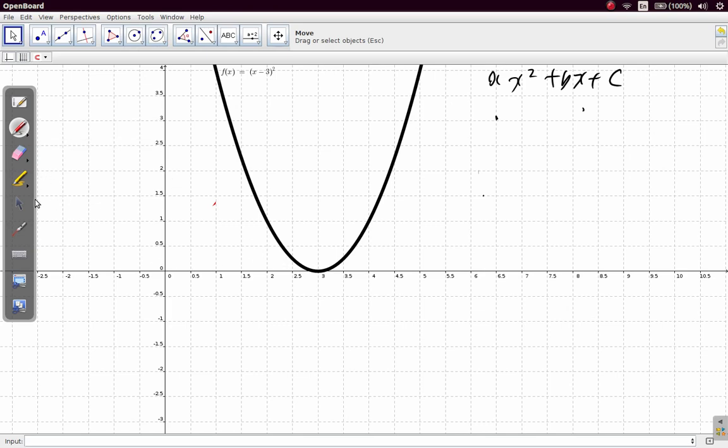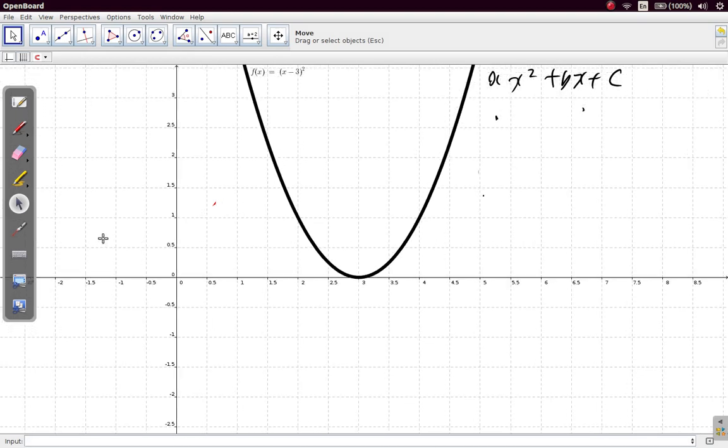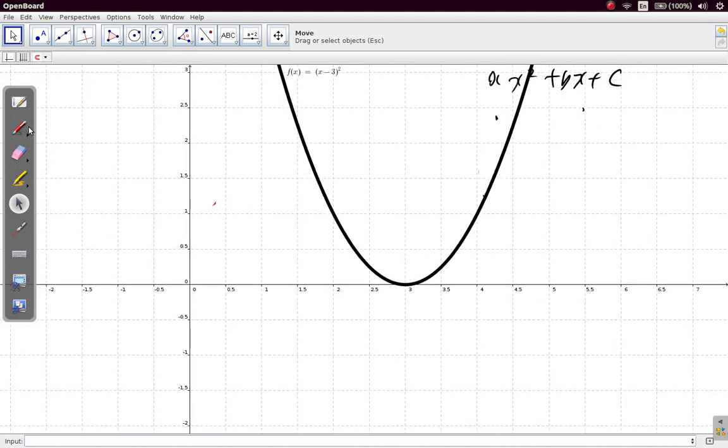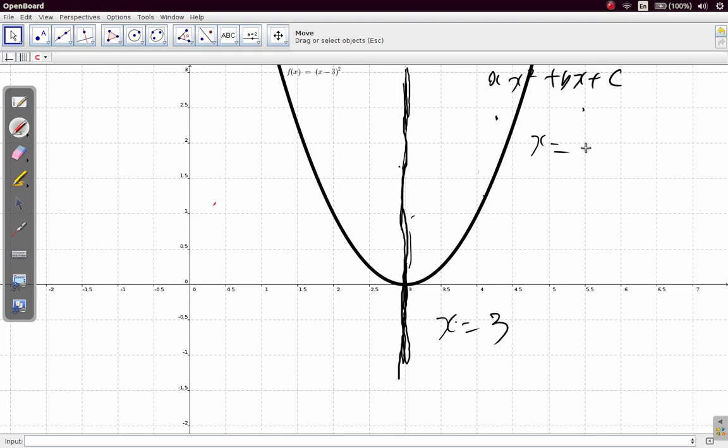Let's zoom in a bit. Now we can see that the axis of symmetry is this line at x equals 3. It seems like the axis of symmetry is x equals 3 because it goes down the middle of the shape of the curve. Let's calculate it. x equals negative b over 2a.